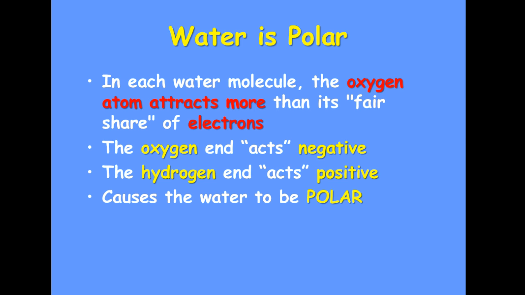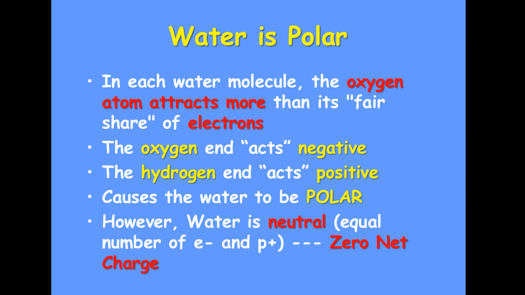Alright, we're going to write the first 4 bullets on this screen. First, under water is polar, you need to write, in each water molecule, the oxygen atom attracts more than its fair share of electrons. It's kind of like saying oxygen is being a little selfish by taking all of the electrons. And that will make the second bullet, the oxygen end, act a little bit more negative.